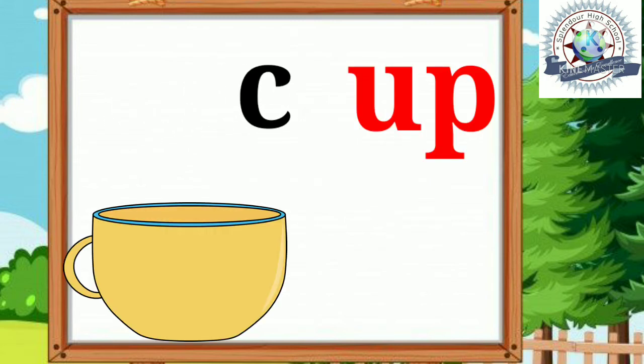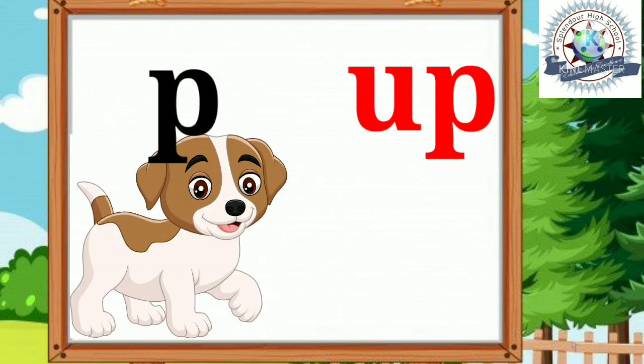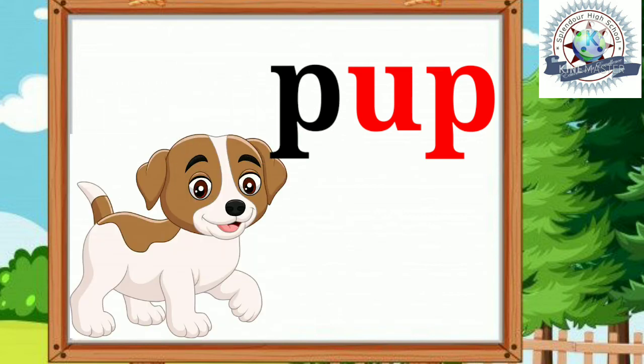If we add c to up, it is cup. Cup, c, up, cup, c, up, cup. Next, if we add p to up, it is pup. Pup, p, up, pup, p, up, pup.